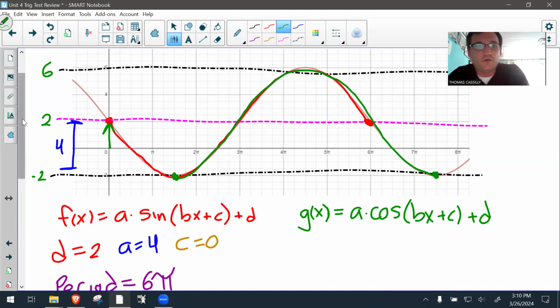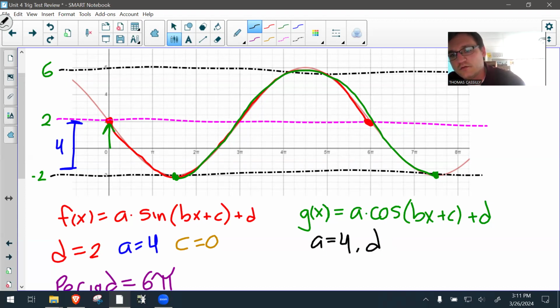All right, so same thing. We need to find our values here. Luckily, our amplitude and our vertical shift stay the same. So I'm going to write those down right off the bat, right? It's the whole thing's moving up two spaces. The amplitude is 4. So I want to say the amplitude, or the a value, is 4. Our d value is 2.